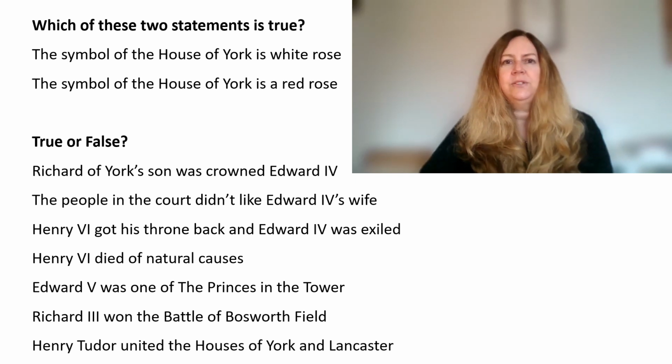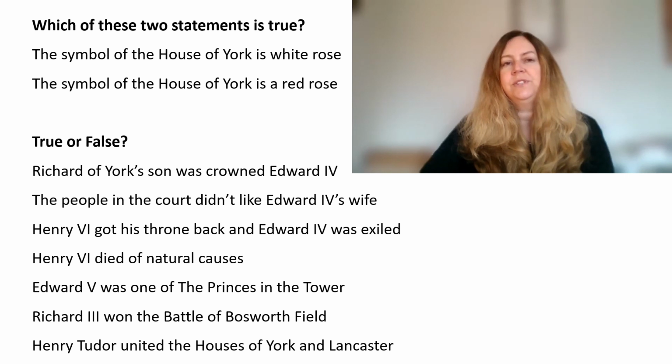Edward upset the court with his choice of wife, and two of his most powerful former allies turned against him and switched their support to Henry VI. Edward was forced to leave the country, and Henry VI was released from captivity to retake his throne. But that wasn't the end either. Edward IV returned from exile, had Henry VI quietly murdered, and reclaimed the throne himself.